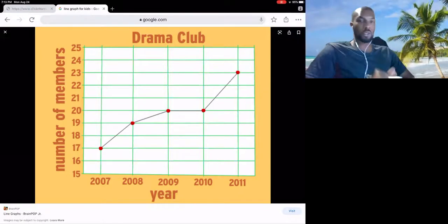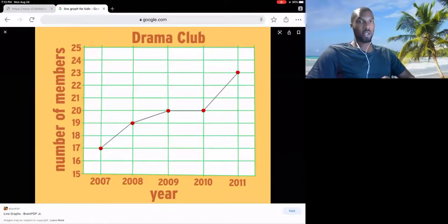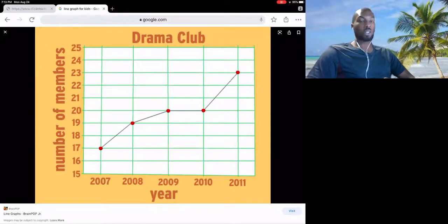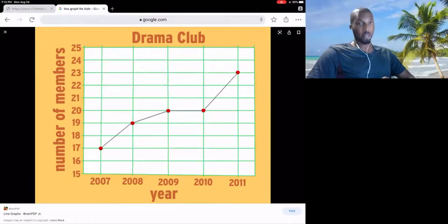If you move 1 year to the right to 2008, you will see that the dot for 2008 is at 19, which represents an increase of 2 people. So in the year 2008, membership went up by 2 people. The number of members in the drama club in 2008 was 19 people.